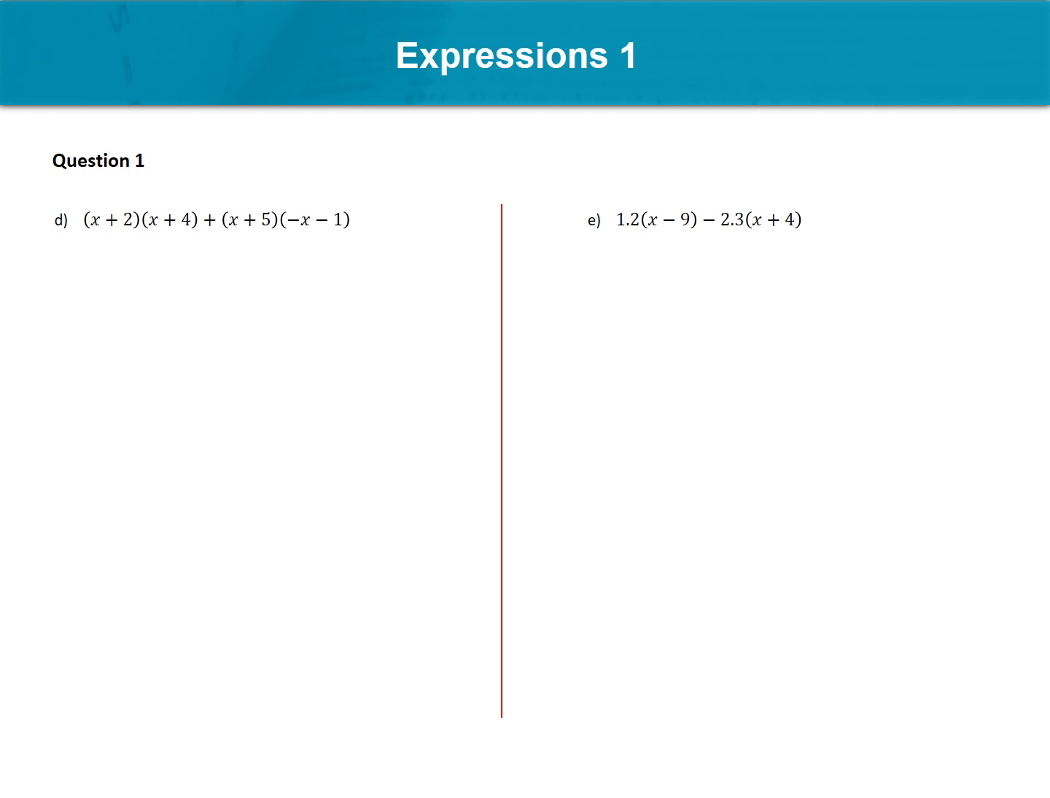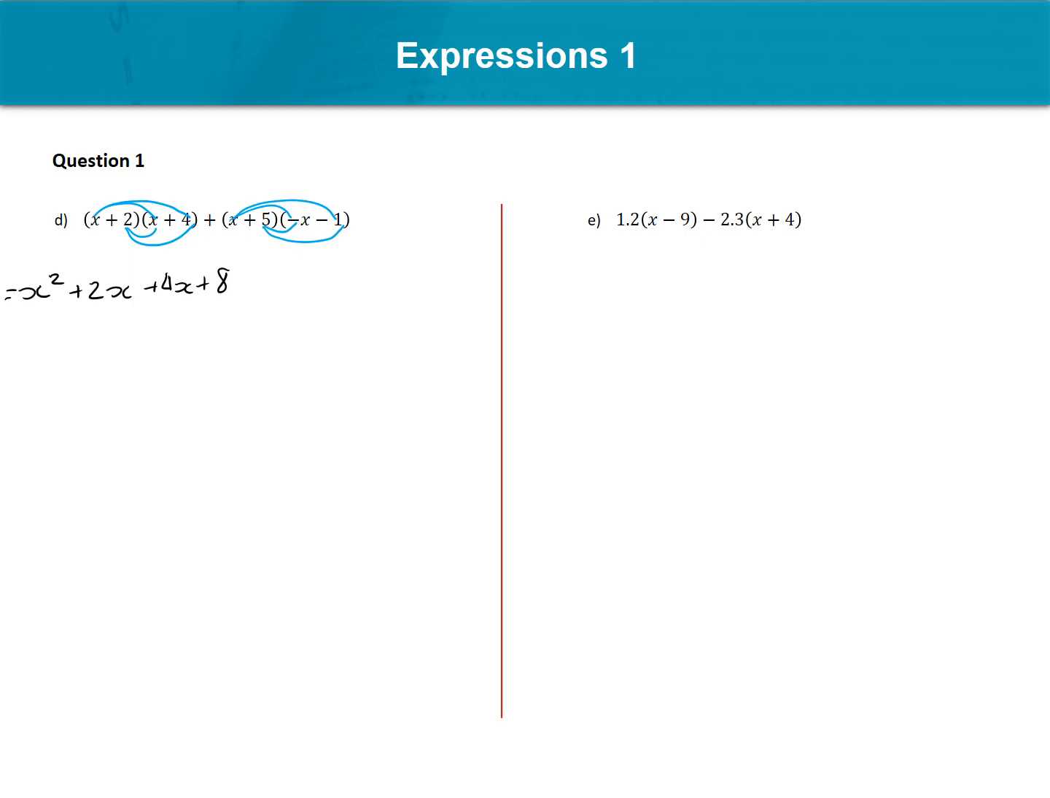So question 1D, we have multiple brackets, which means we need to expand our brackets. So we have x times a variable and constant in the other bracket, and then we have 2 times the variable and the constant in the other bracket. And we do the same for the other set of brackets. So x times x is x squared, 2 times x is 2x, and x times 4 is 4x, and then we have 2 times 4 is 8.